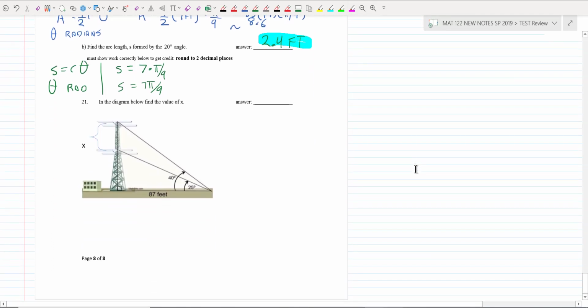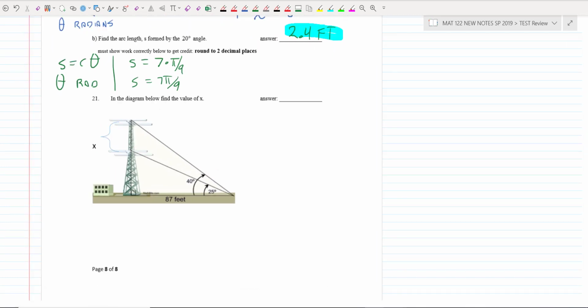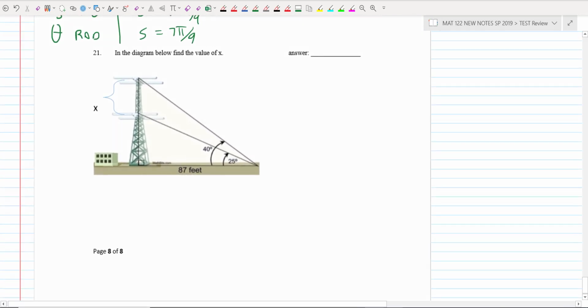Okay, last problem. Just kind of probably a law of sines, law of cosines type of thing possibly. Let's see kind of what we're getting into here. So we're finding the value of x in this. Let's see what we know. We know this side's 87. We have an angle 25 and an angle 40.